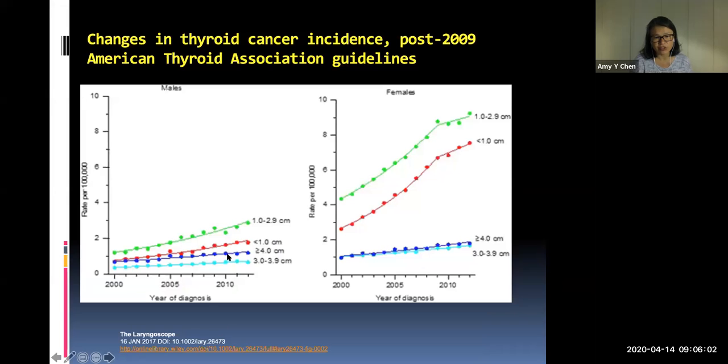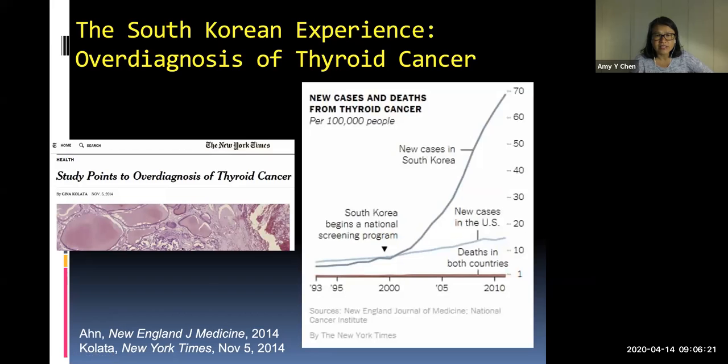This is what happens when you start diagnosing a bunch of little bitty thyroid cancers. You see a huge rate in incidence increase. And with the change in the guidelines, we're seeing some leveling off of these cancers instead of this high level. And this was an article that was published in Laryngoscope. So the South Korean experience really informs our decision making about when to diagnose nodules and when not to, because overdiagnosis can lead to identification of too many cobras or too many thyroid cancers that really are not clinically significant.